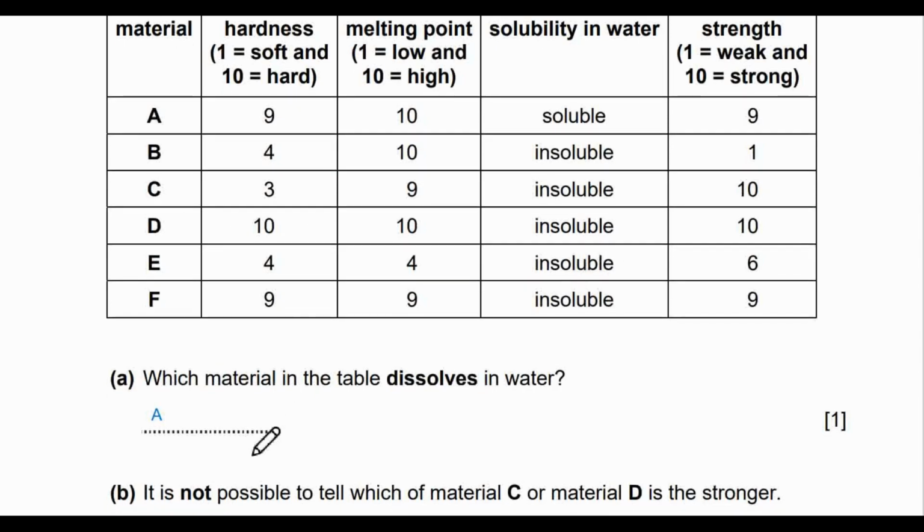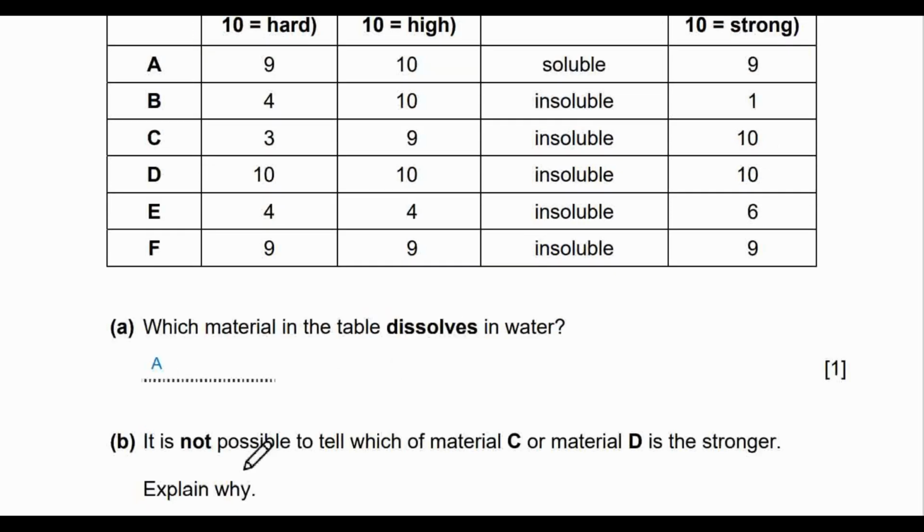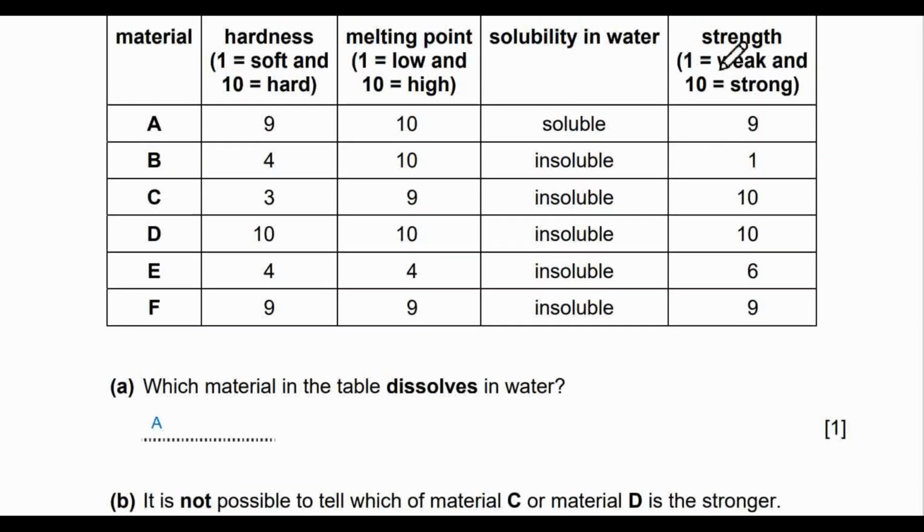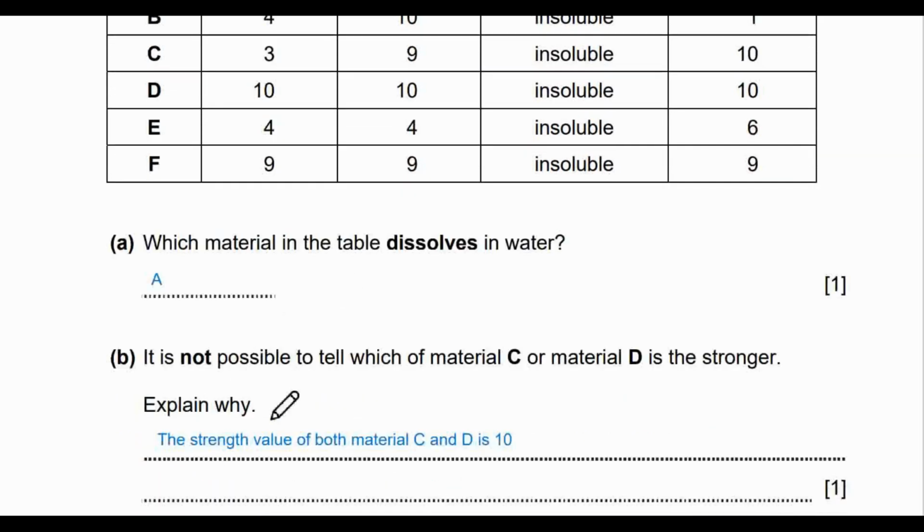it is not possible to tell which of the materials C or D is stronger. C and D, let's see. The strength: they both have the value of 10. Explain why. So both of them have the strength value 10 and 10. So we write down the strength value of both materials C and D is 10. They both are 10. Next, question C.